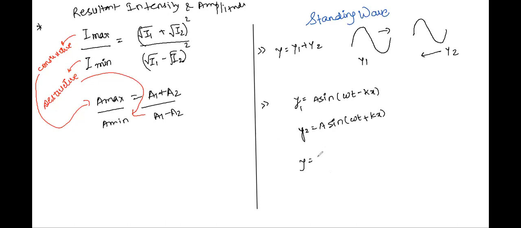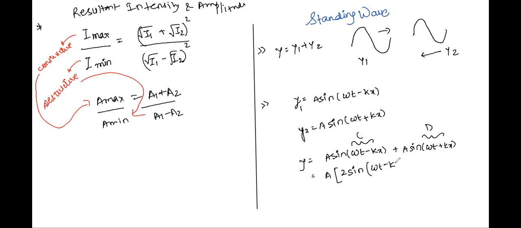Okay. So see here, what you're going to do is add them up. Take a sine omega t minus kx plus a sine omega t plus kx. When you add them up, you will get an equation. Do you remember we had done this equation, sine c plus sine d? Can you recall what is the formula? Sine c plus sine d is 2 sine c plus d by 2. So do it here. Take this as c. Take this as d.